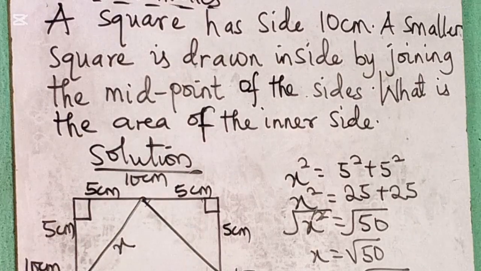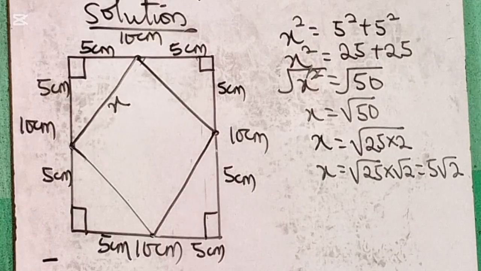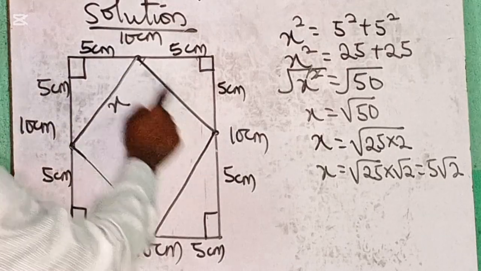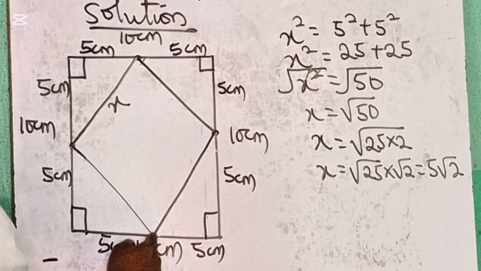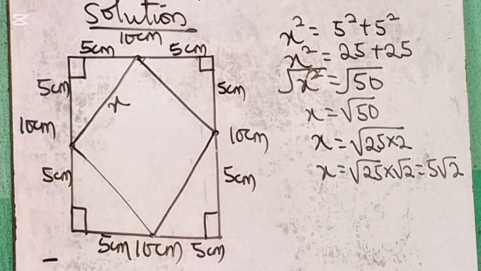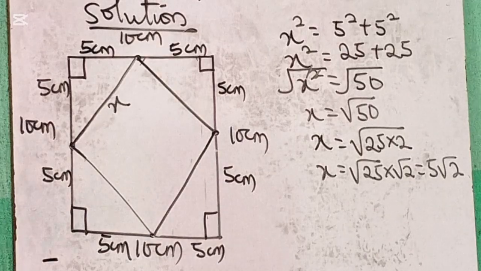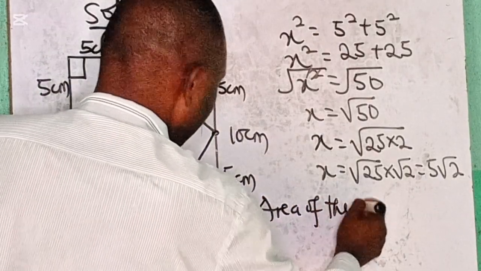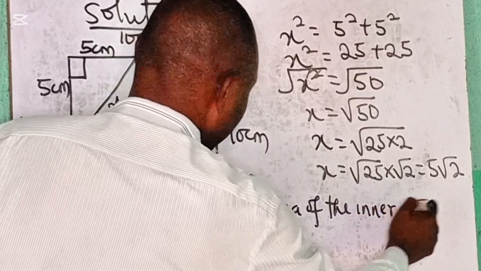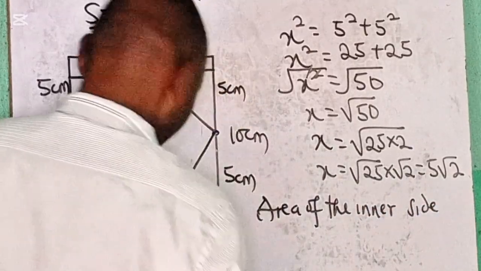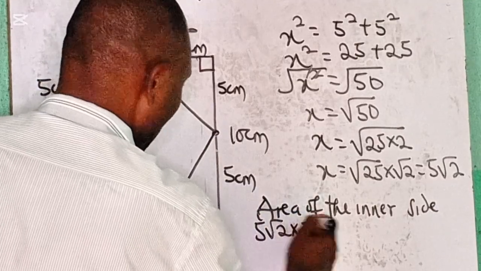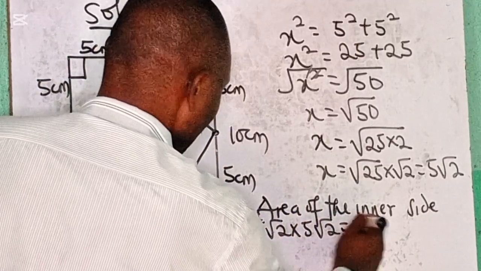Good. Now, remember, we are asked to find the area of the inner square. So if here is 5 root 2, here too is 5 root 2, here too is 5 root 2, here too is 5 root 2. So the area of the inner square will be equal to 5 root 2 times 5 root 2.